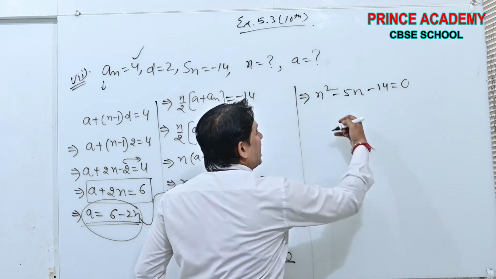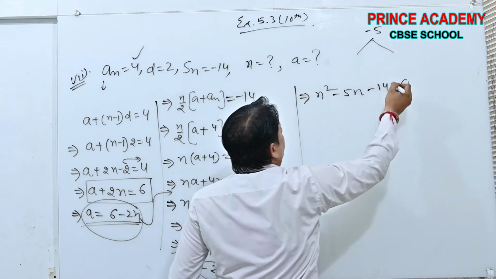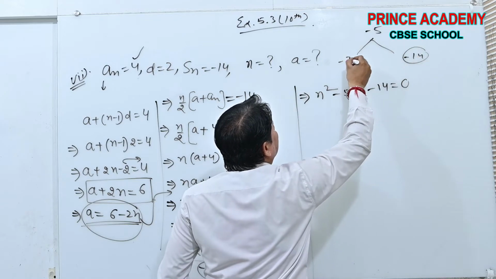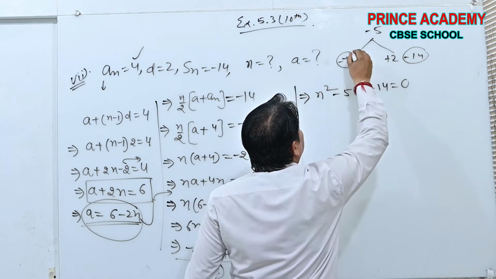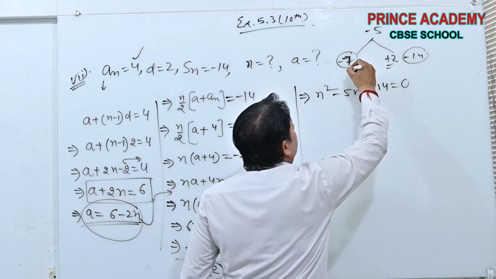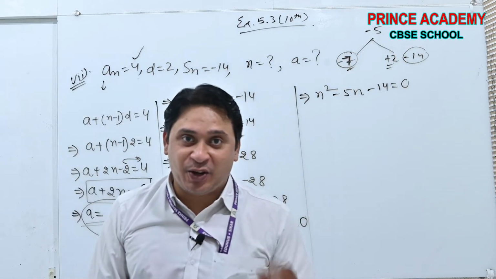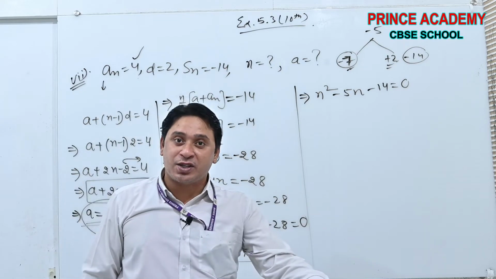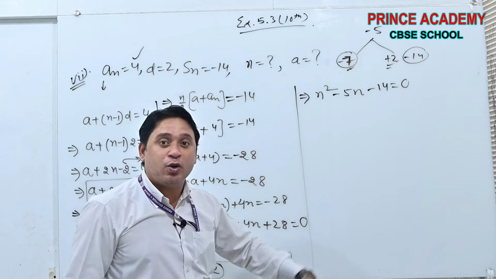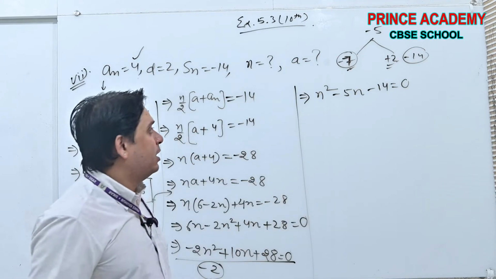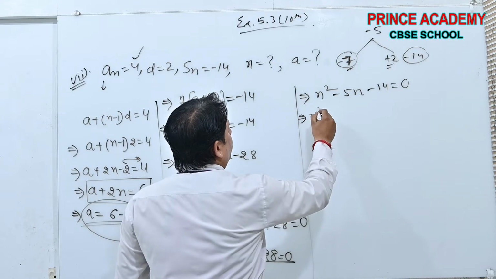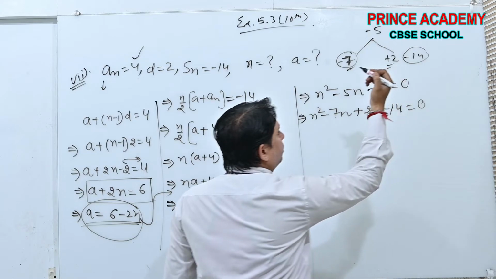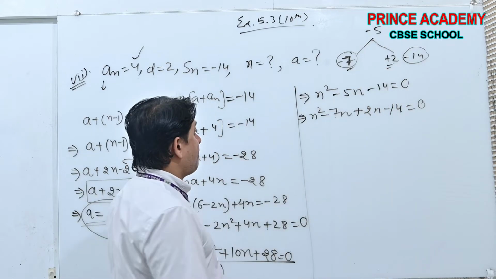Okay, done. Now you can solve it by splitting the middle term. How? Minus 5 is to be broken into two parts where the product should be 1 into minus 14, yes or no? Minus 7 plus 2. See, beta, you are getting the benefit of doing the quadratic equation part first, because of 2-3 questions. And many more questions are there where you have to use quadratic equation solutions. Okay. See, n square minus 7n plus 2n minus 14 is 0.